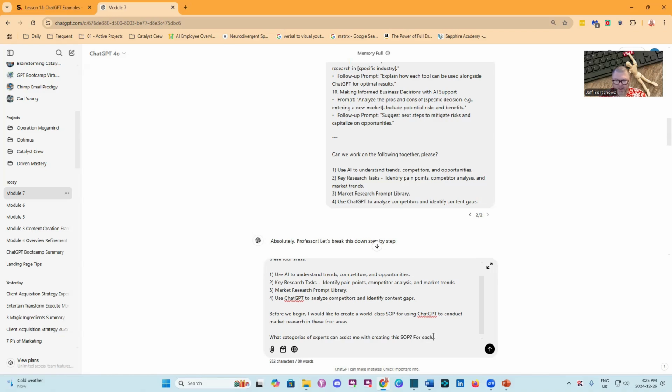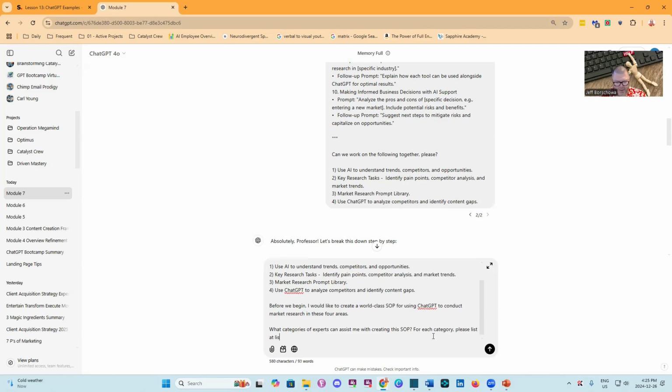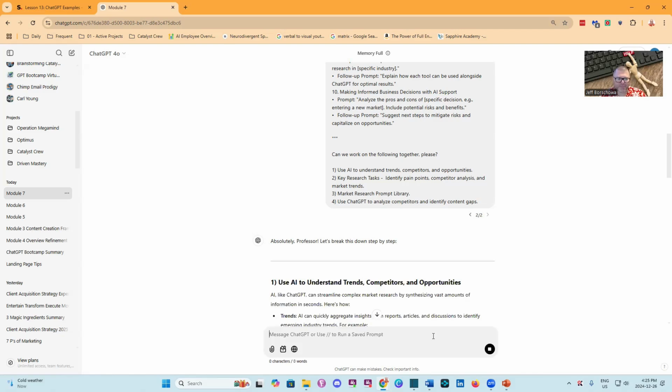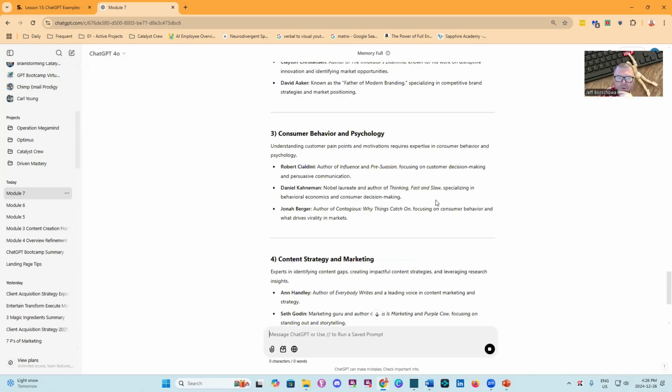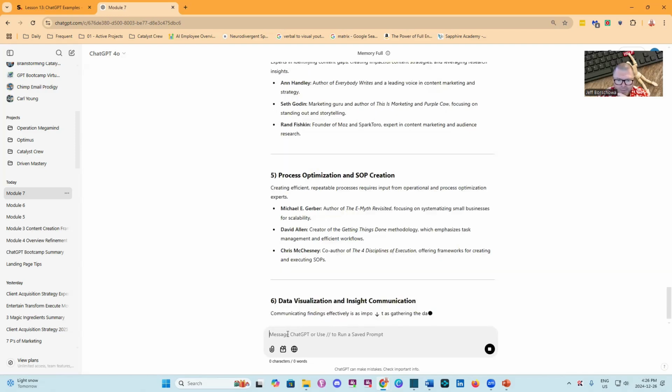For each category, please list at least three individual world-class experts who can guide us. Now, the reason I go like that is we don't want the generic answer that most people get on ChatGPT. So we want to be specific, and we're basically saying these are the experts we want to listen to. So you can see it's given us some individual experts and it's given some categories.